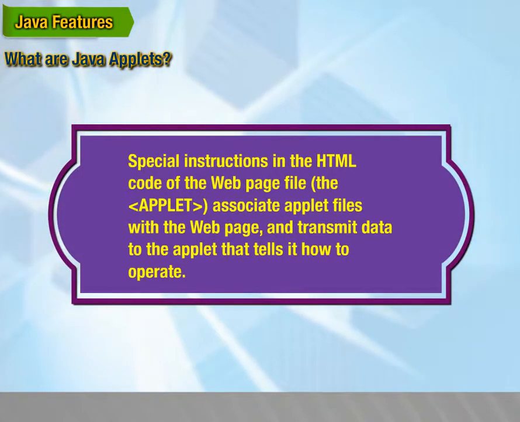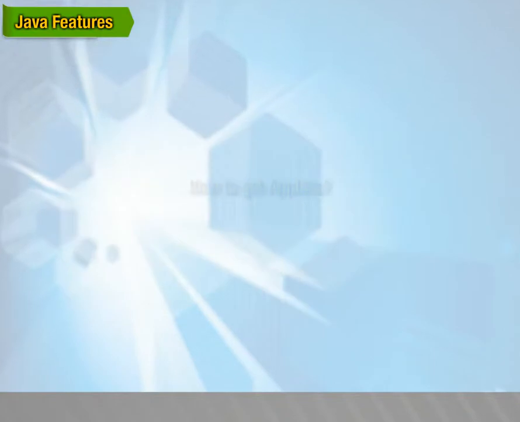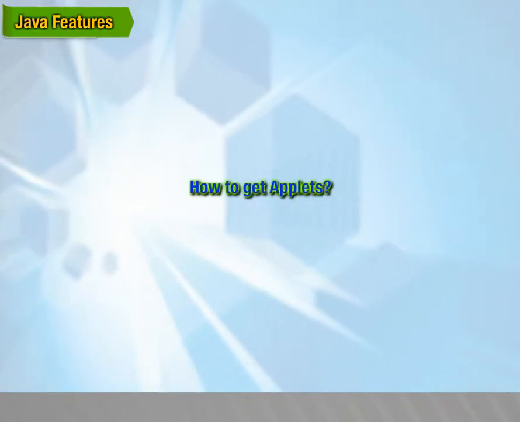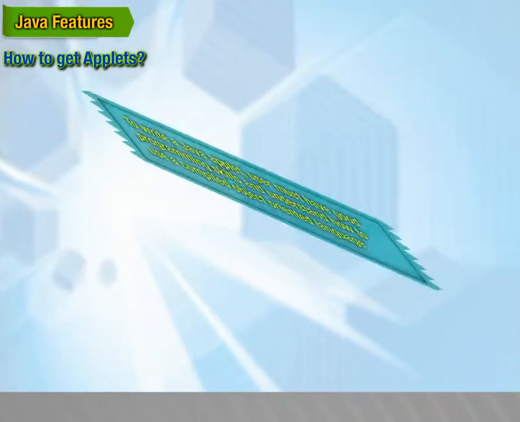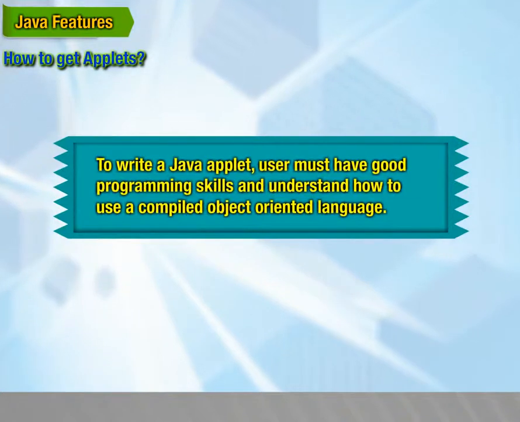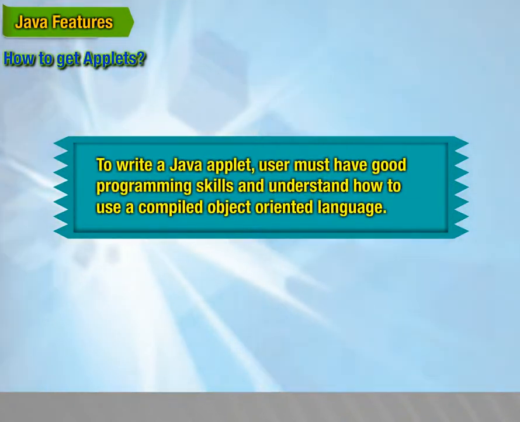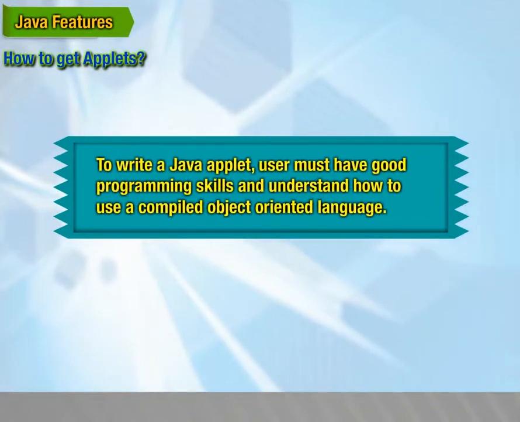Special instructions in the HTML code of the web page file associate applet files with a web page and transmit data to the applet that tells it how to operate. How to get applets? To write a Java applet, the user must have good programming skills and understand how to use a compiled object-oriented language.